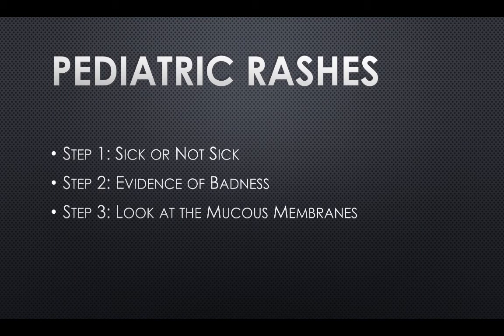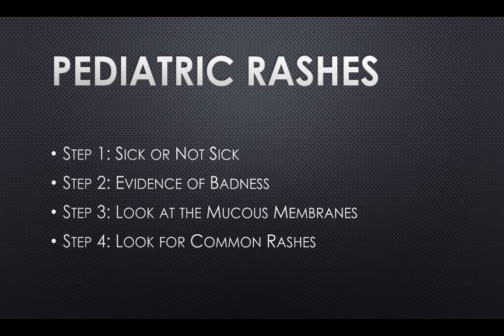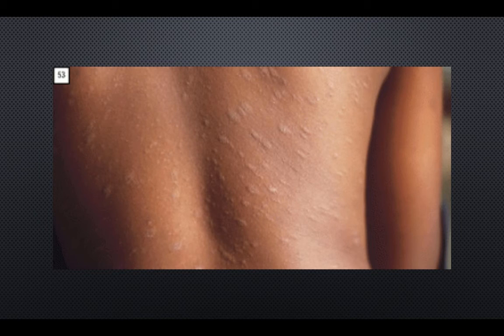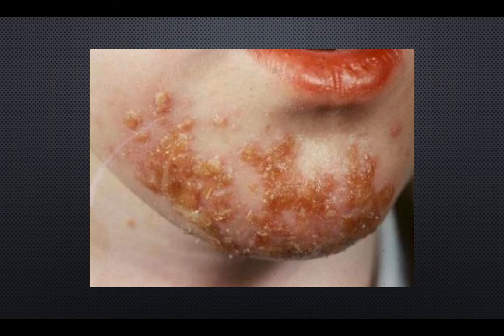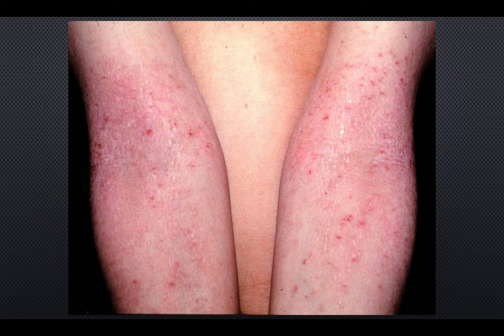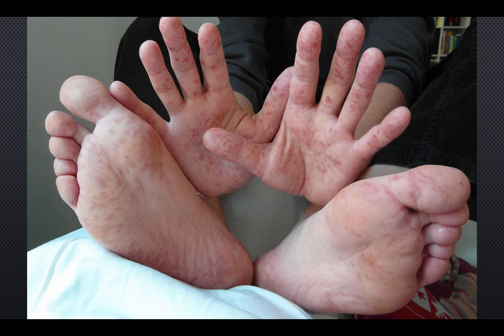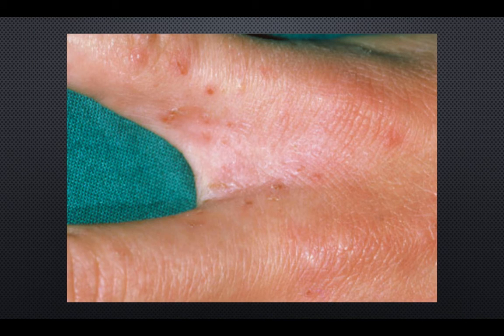If there's no evidence of badness, move on to step 3, which is to look at the mucous membranes, because I know you didn't do it the first time. Look for anything that would help you decide what the rash is, including things like Koplik spots or herpangina. Nothing to help your diagnosis in the mouth? Move on to step 4, which is to look for the common pediatric rashes. Molluscum, pityriasis rosea, impetigo, atopic dermatitis, hand, foot, and mouth disease, or scabies.